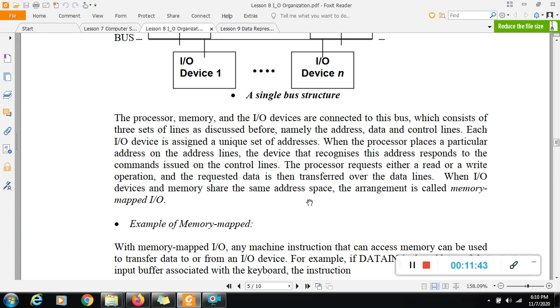When I/O devices and memory share the same address space, if you have an I/O device that shares the same address as a memory, then we call that kind of arrangement memory mapped I/O. I think you have heard of that, memory mapped I/O.